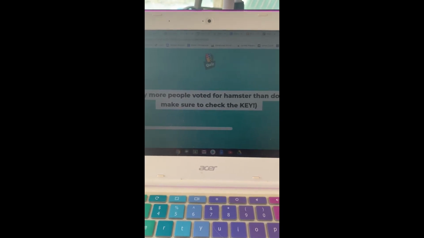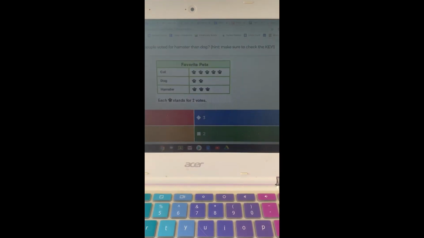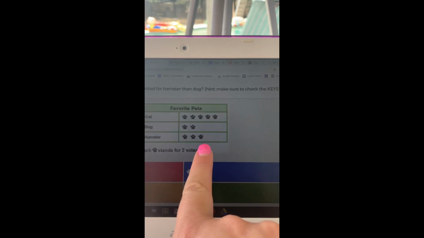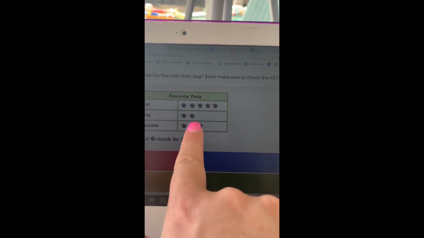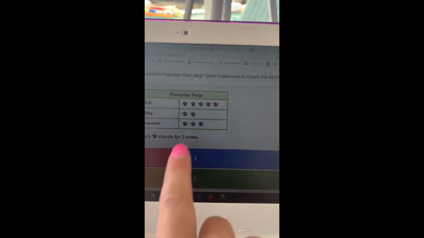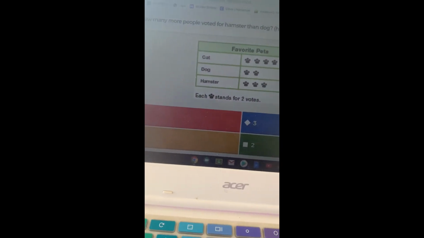How many more people voted for hamster than dog? Okay, so hamster has 3, which is 2, 4, 6, and dog has 2, 4. So how many more votes did it get? 1 paw equals 2, so it has 2 more.